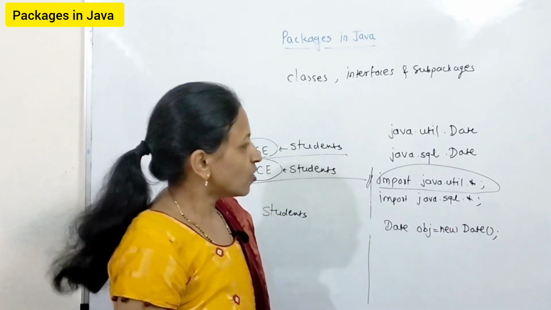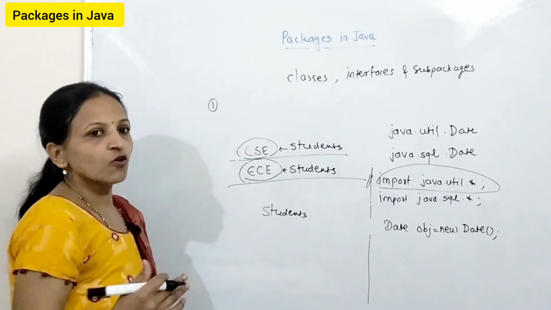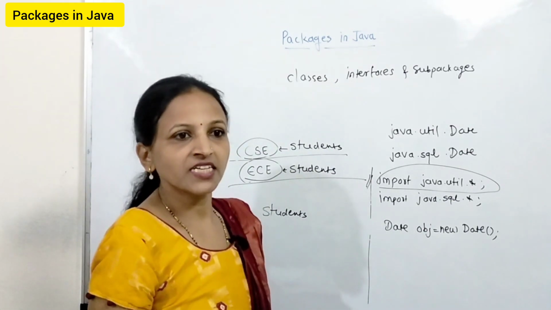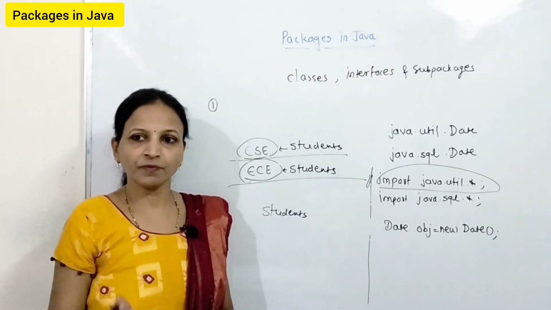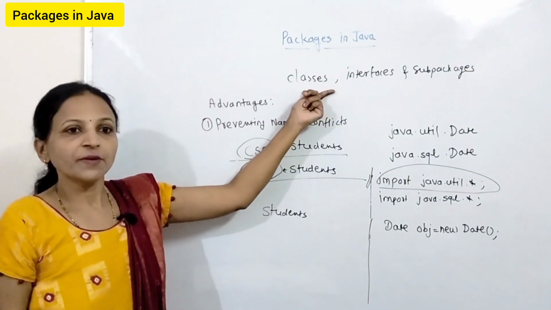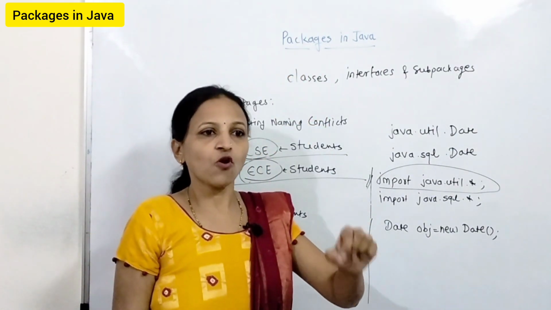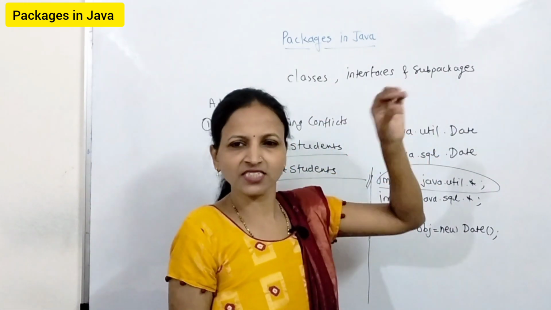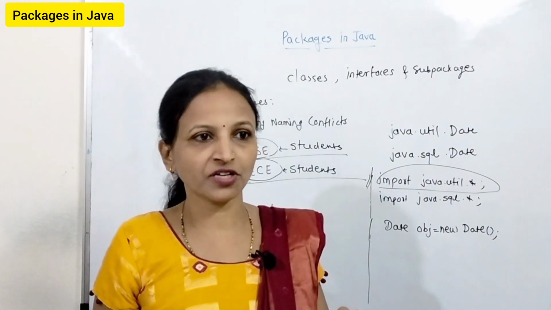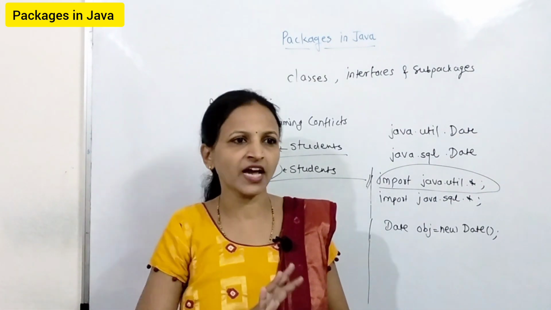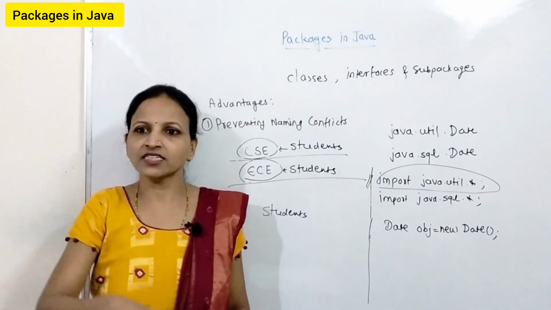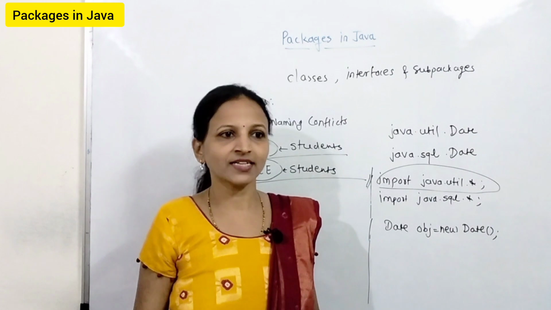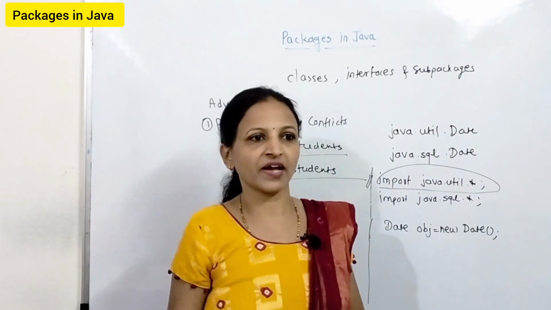Getting it? Now to avoid naming conflicts, we can use packages. This is the first advantage of using packages. So package is nothing but a collection of similar type of classes, interfaces and sub packages. The similar type is important. Why? Because suppose you want to do any IO functionality, there is an inbuilt package for IO functionality, that is the java.io package.